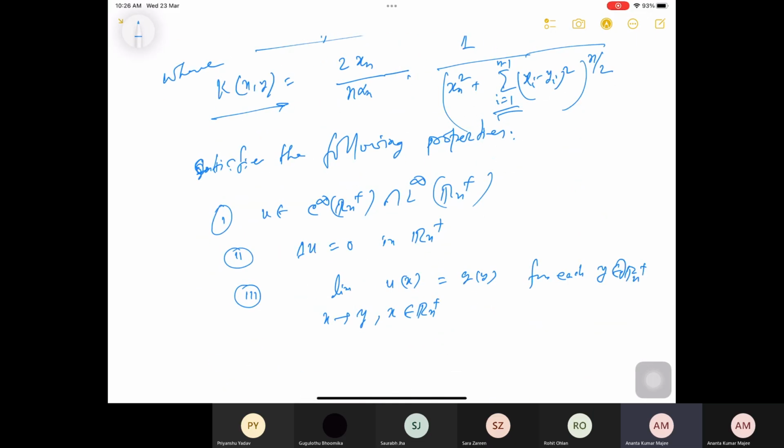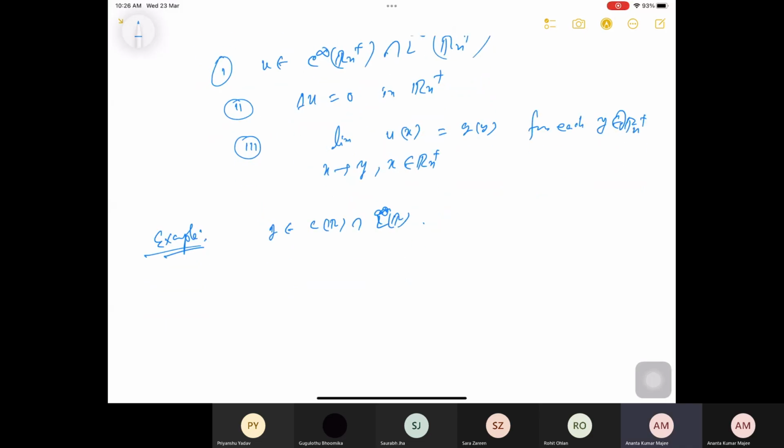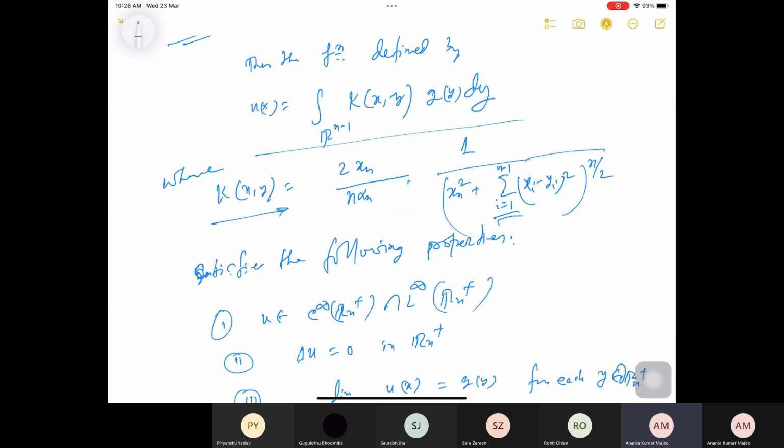So now if you just consider a two-dimensional case, for example the n is equal to 2 case, and suppose Omega is a half plane, meaning x2 is positive, and now suppose my g is in C^r intersection L infinity of R. Then the solution, which is defined by u of (x1, x2), should be that kernel integral over R^n, K(x, y) g(y) dy.